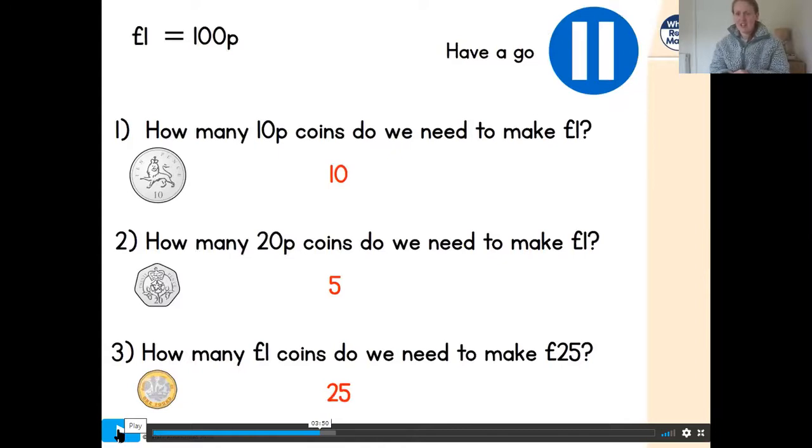Well done if you got it. 2,500 pennies would make the same as £25. I think any shopkeeper would usher you straight out the door if you turned up with 2,500 pennies to pay for something for £25.